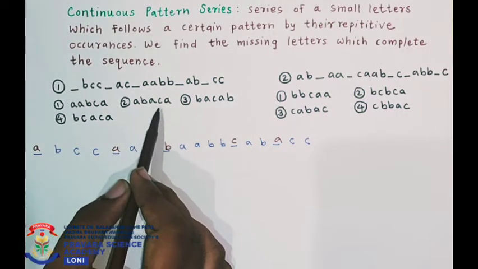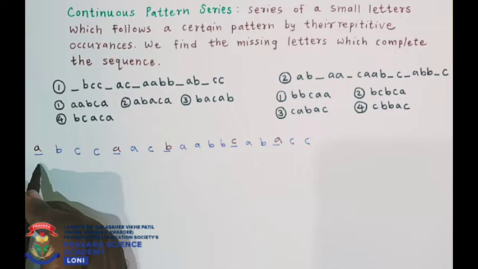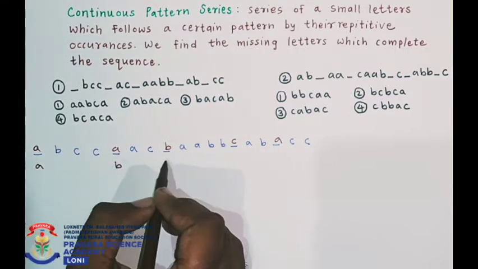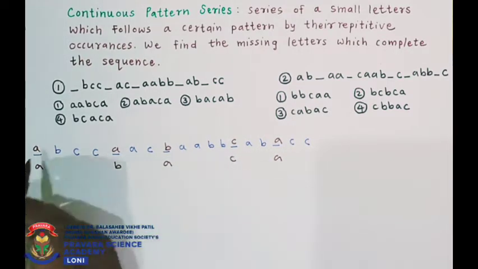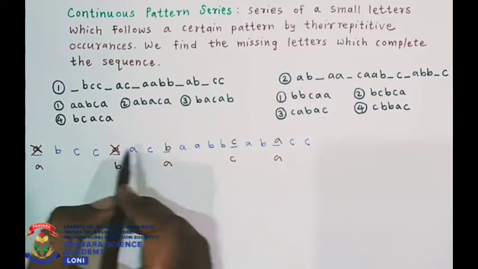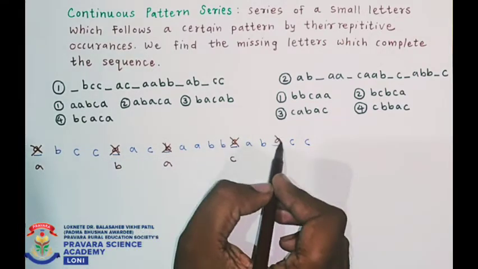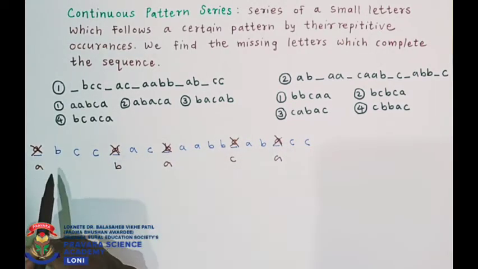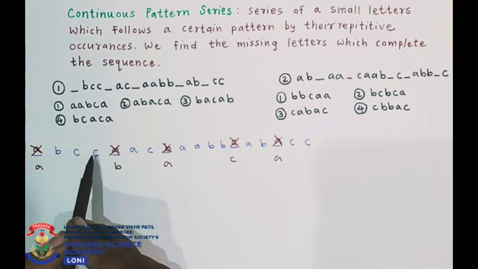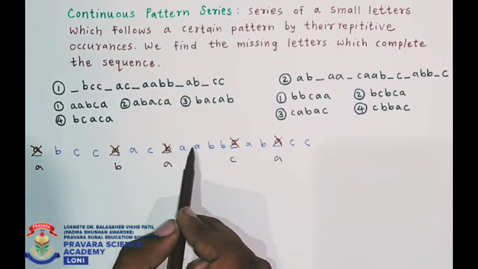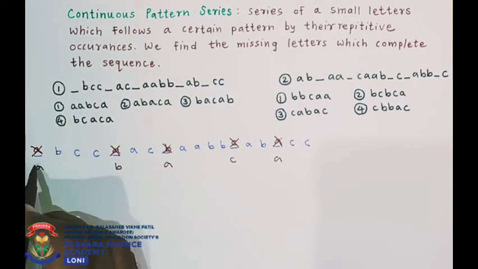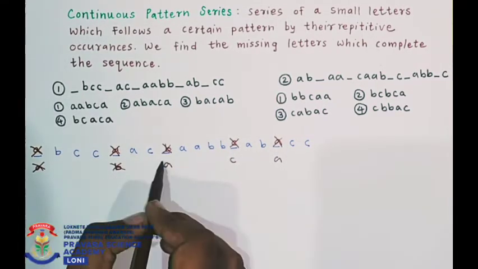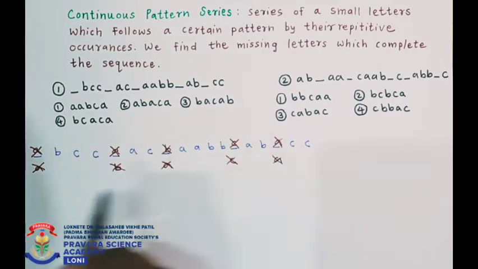Now we'll try the second alternative. If I put A, B, A, C, A. So now don't consider the first alternative. We'll start with this. Here you can see A, B, C, C, B, A, C, A, B, B, C, A, B, A, C, C. So again no specific repetition pattern is followed, so again we will not consider this option.